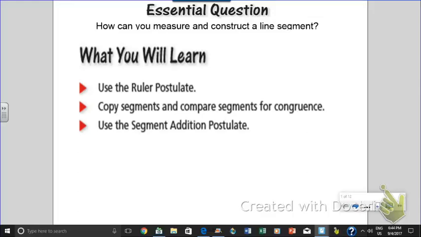Chapter 1, Section 2 is on segments and constructing line segments. What we will learn: using the ruler postulate, copying segments and comparing segments for congruence, and how to use the segment addition postulate.